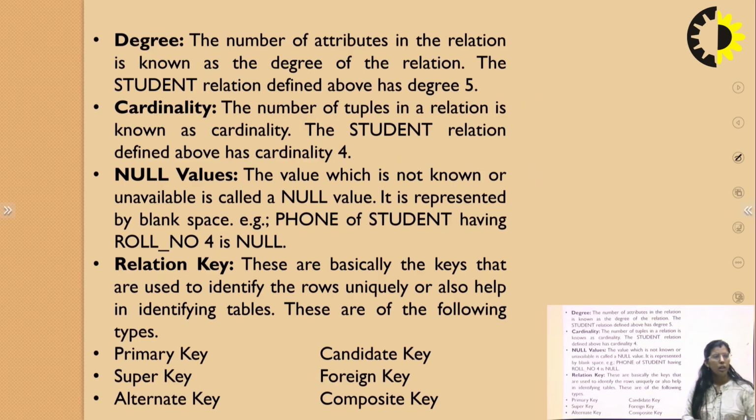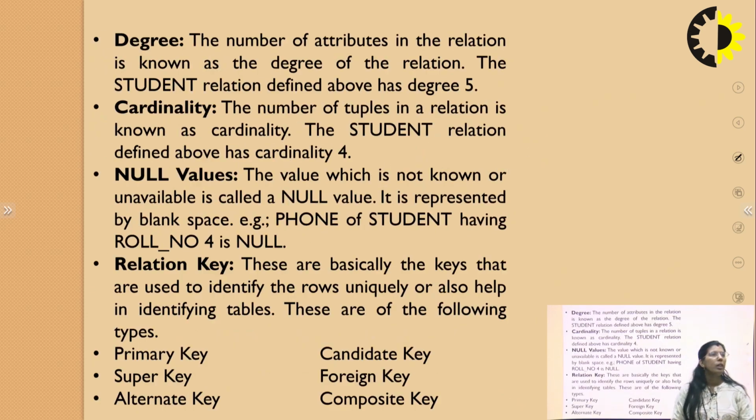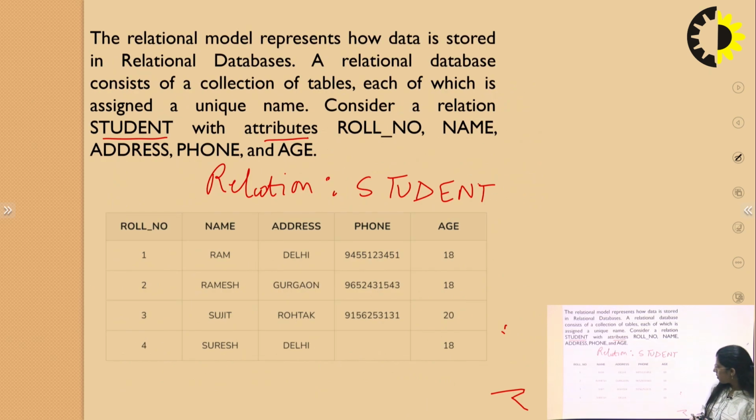Okay. Next is the degree. The number of attributes in the relation is known as the degree of the relation. In the previous example, we have 5 attributes, so for the student relation, the degree is 5. Cardinality: the number of tuples that a relation contains is known as cardinality. In this example, we have 4 tuples, so the cardinality is 4. Next is null values. The values which are not known or unavailable are called null values. Here, if we see, the phone number is missing, so we can call it a null.